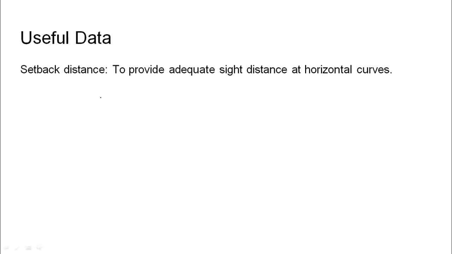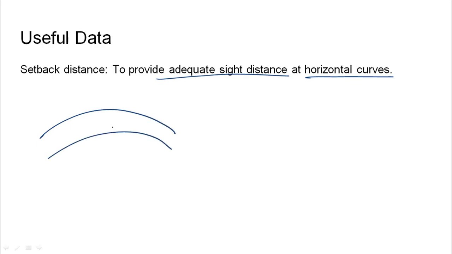So coming to the useful data, setback distance is used to provide adequate sight distance at horizontal curves. So if we assume a road which is on a horizontal curve, and let us assume this is the center line of the road. If there is an obstruction somewhere here, it will block the sight distance of the car moving on the road. So it won't be able to see who is coming from this end. So in order to prevent that, there should be a minimum distance provided from the center line of the road, that is called the setback distance.